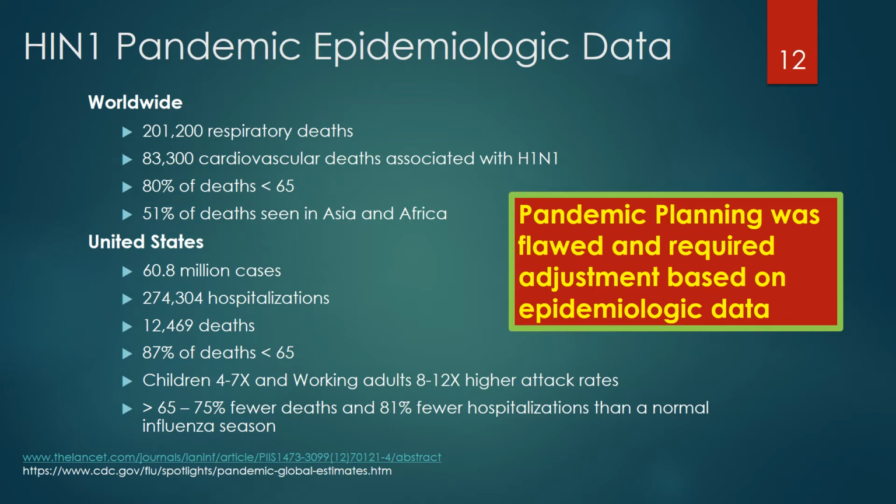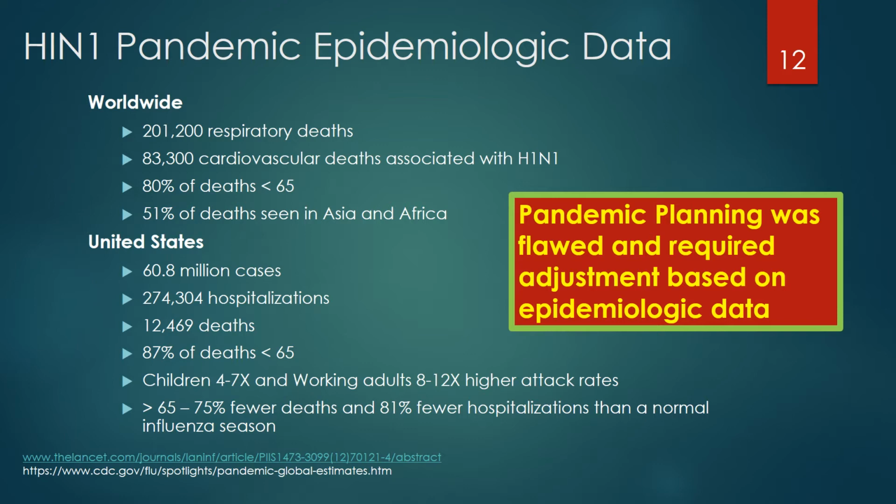So H1N1 targeted children and working adults. Everyone expected a high mortality rate in the elderly. That didn't happen. As the epidemiologic data accumulated, it became clear that the previous pandemic planning was flawed and required a change. Public health and healthcare needed to focus more on working adults and children to decrease mortality and hospitalizations. The main tool to do this was early treatment of symptomatic patients, since an effective vaccine was not available.